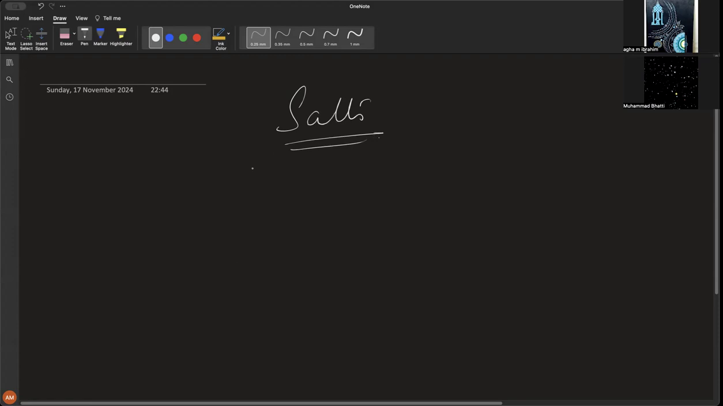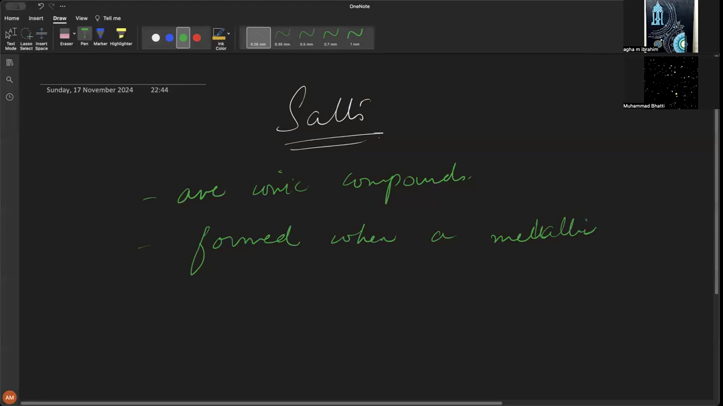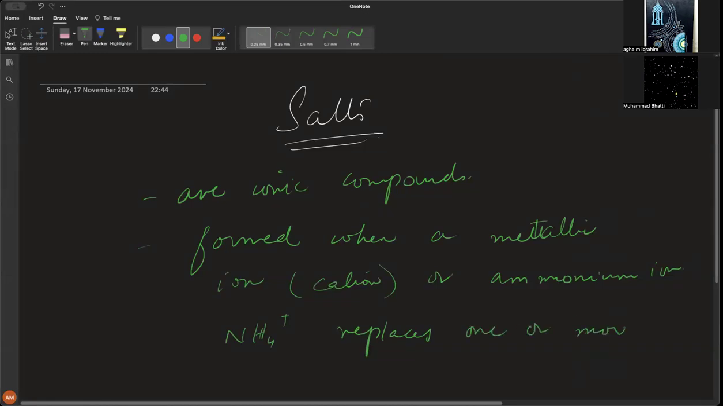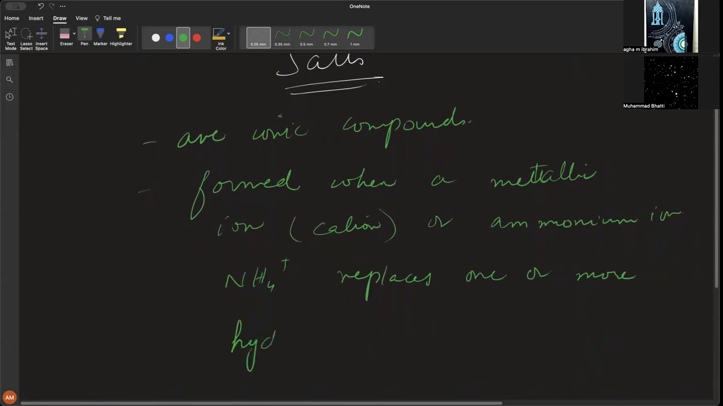Salts. When we talk about salts, what are salts? Salts are ionic compounds formed when a metallic ion, which is called a cation, or ammonium ion, which is NH4, replaces one or more hydrogen ions of an acid.